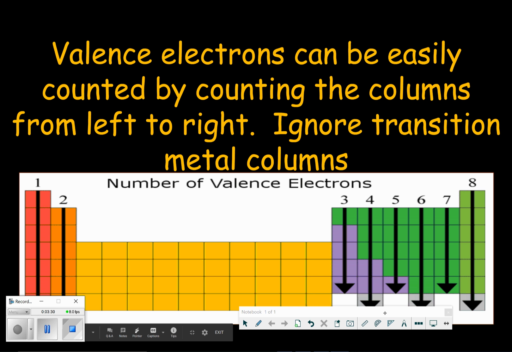Fourth column has 4. Fifth column has 5. Sixth column has 6. Seventh column has 7. Eighth column has 8, with the exception of helium. Now, how this helps you is it tells you how many electrons are going to be in the Lewis dot structure. The Lewis dot structure is going to be very, very important over the next few days.